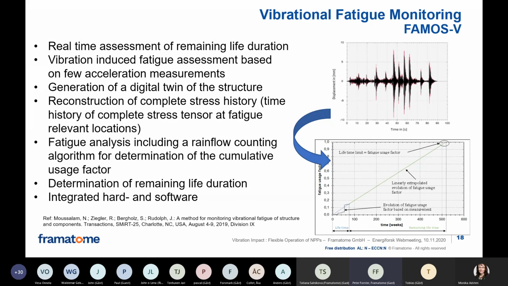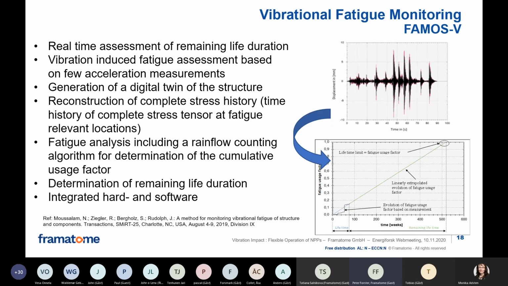And you see here that it is a kind of accumulated counting. And also you see a prediction of the future, for example of how many weeks until the usage factor will be reached. And this is, as I said, a kind of online monitoring. On the left, you see the declaration on this. A real-time assessment of the remaining lifetime is possible.